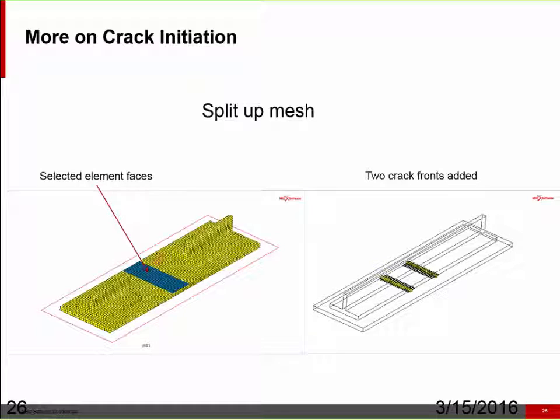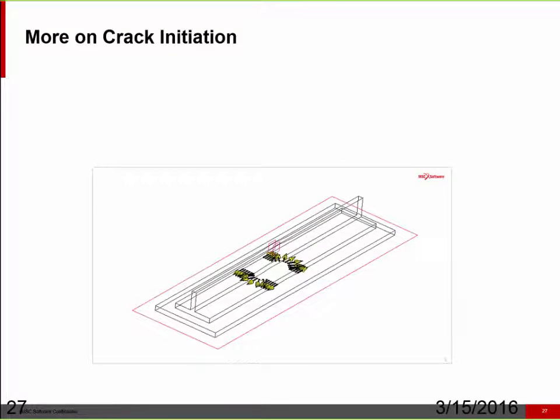This shows an example for the second method, split up mesh. Please note that the middle section of the elements is hidden in the left-hand side picture to give you a clear view. The highlighted element faces will be split up to initiate the cracks, and the figure on the right-hand side shows the initial crack front. And this animation shows how the crack grows.